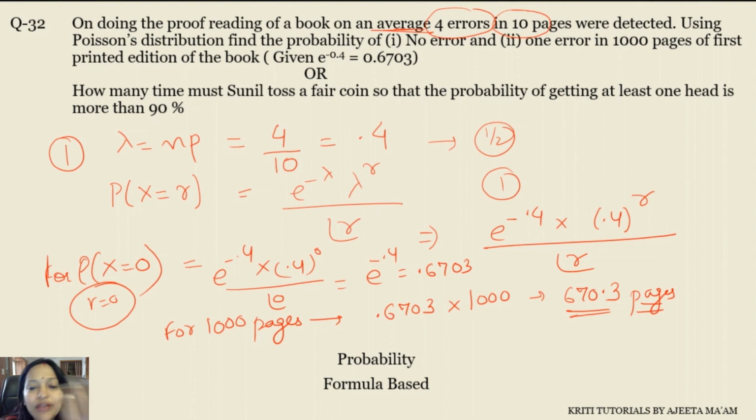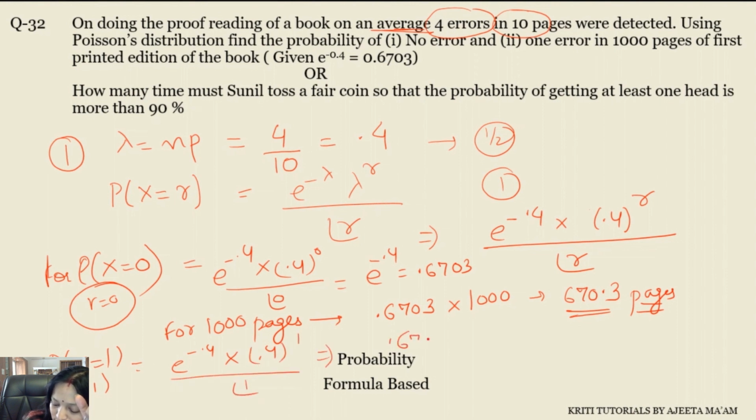Now let's move on to the next. Next part is one error. So we will put now 1. So what's your r? 1. So e raised to minus 0.4, 0.4 raised to 1 upon factorial 1. So what do you get? 0.6703 into 0.4, and factorial 1 is also 1. So if I just multiply it, 4 3s are 12, and then 8, and then 2.